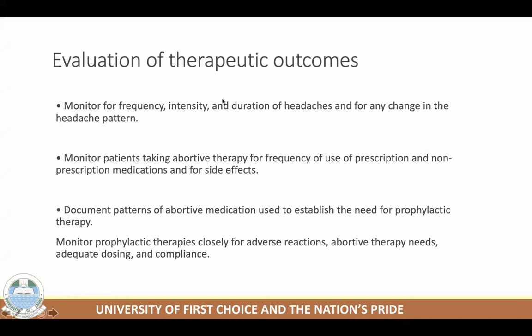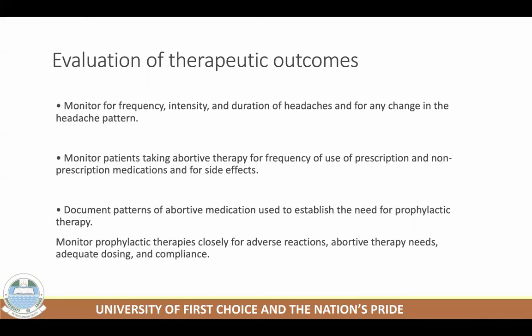So monitoring for frequency, intensity, and duration of headaches, and for any change in the headache pattern is important, right? It's the responsibility of the pharmacist to do this. You encourage patients to keep a headache diary to document the frequency, the duration, and the severity of their headaches, headache response to the medicine, and potential triggers of migraine headaches.